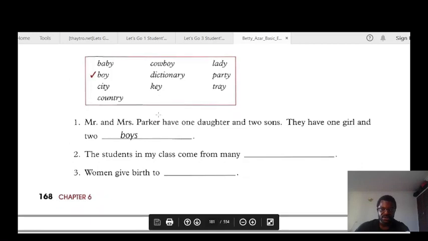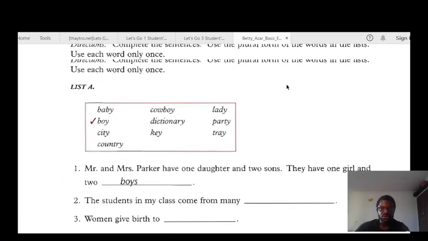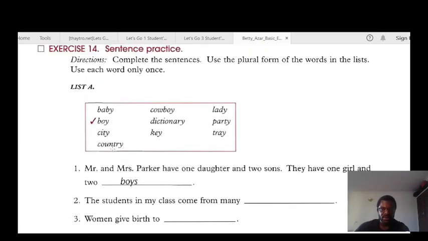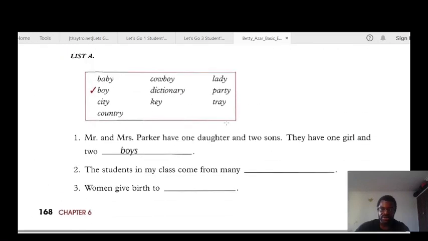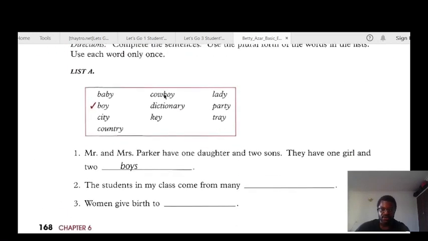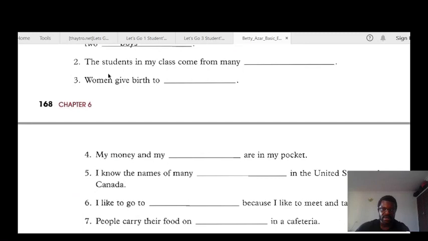So you have to do this exercise from number 2. The students in my class come from many... I have to choose from here. Country. So they come from many, is it country or countries? We're supposed to use the plural form. So you have to form the plural for all these things after reading this sentence. Okay?